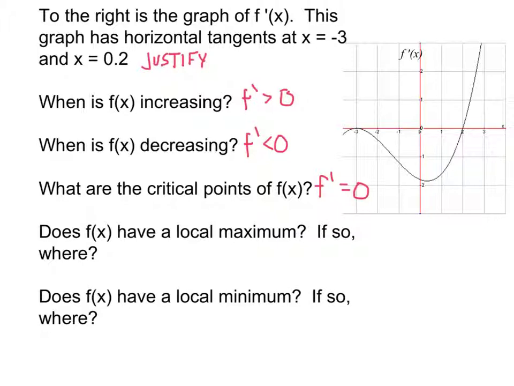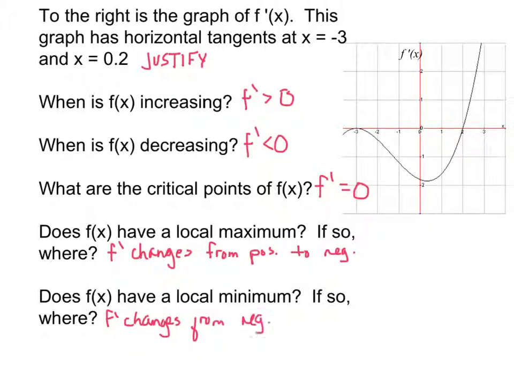Next, does f of x have a local maximum? Well, maximums occur when the function changes from increasing to decreasing, so the derivative changes from positive to negative. And therefore a local minimum occurs where f prime changes from negative to positive. So now let's go back and actually just write down where these things happen.